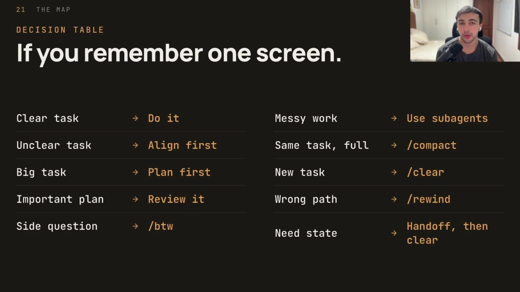If you only remember one screen from this video, make it this one. This is the map. Clear task, do it. Unclear task, align first. Big task, plan first. Important plan, review it. Side question, use /by the way. Messy work, use subagents. Same task, but the session is too full, use /compact. New task, use clear. Wrong path, use rewind. Need to keep state, make a handoff, then clear.